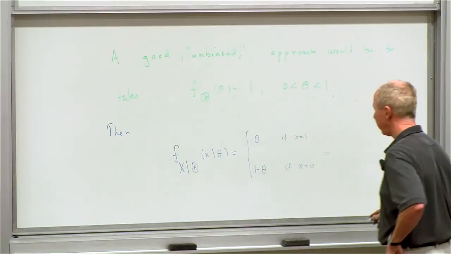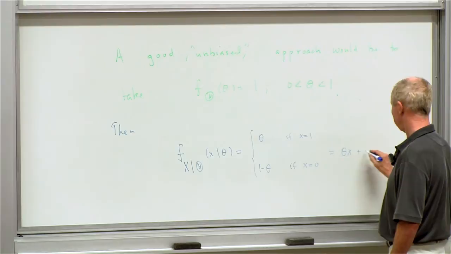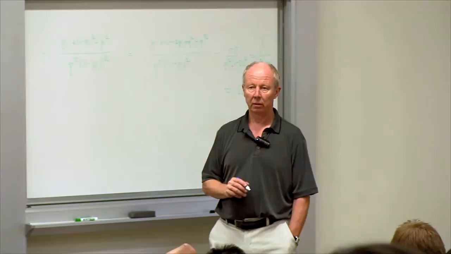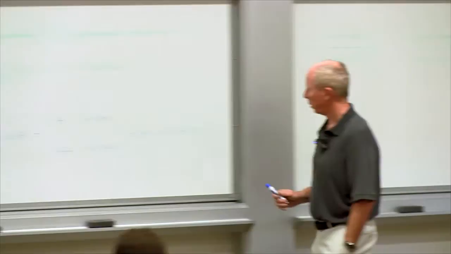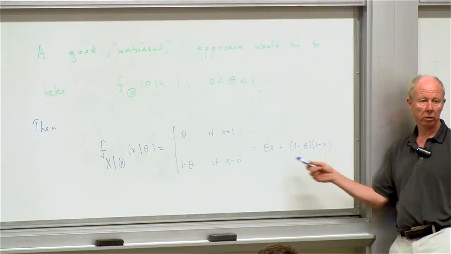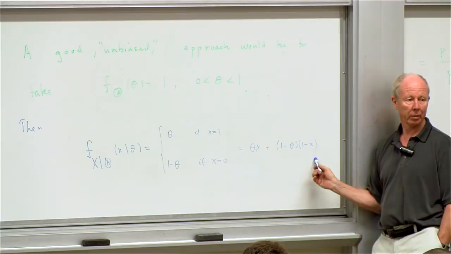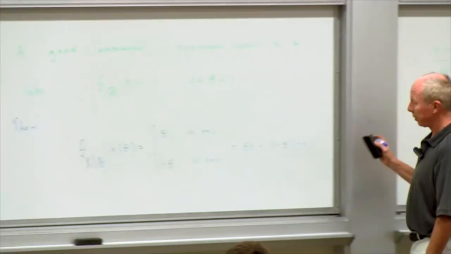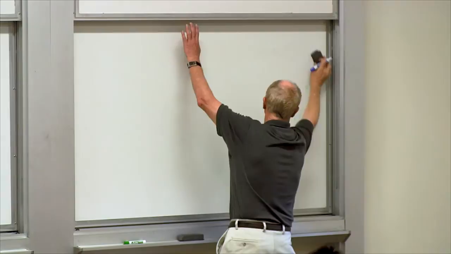And one way to write this is this way. Right? What happens here if x is 1? You get theta, which is right. What happens here if x is 0? First term goes away, this is 0, this is 1, so you get 1 minus theta. Okay? I write it this way because we want to differentiate in theta, probably, to get MLEs. But let's write down now the joint distribution of capital X and capital theta.